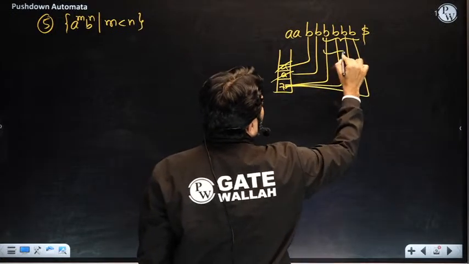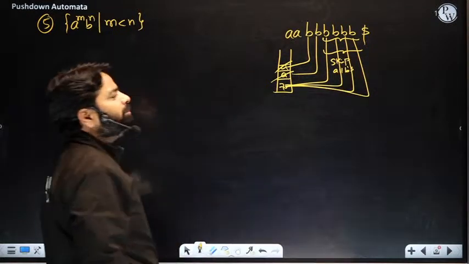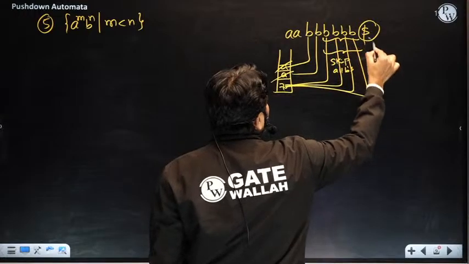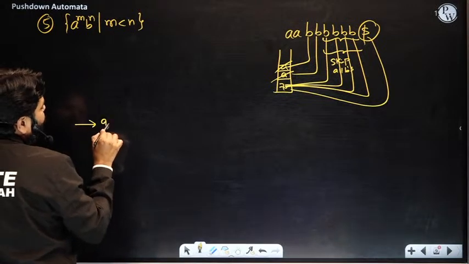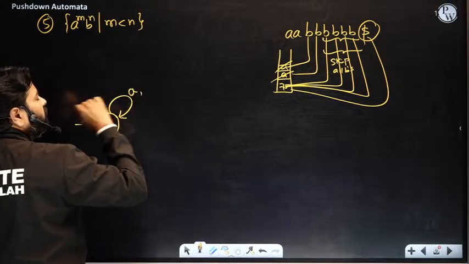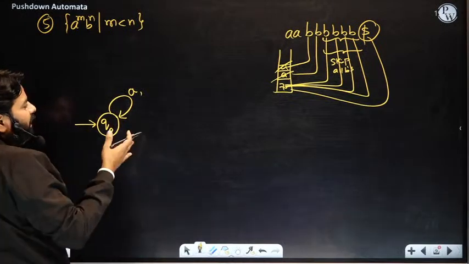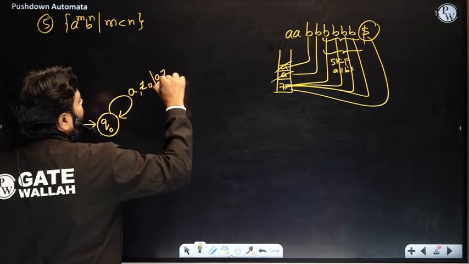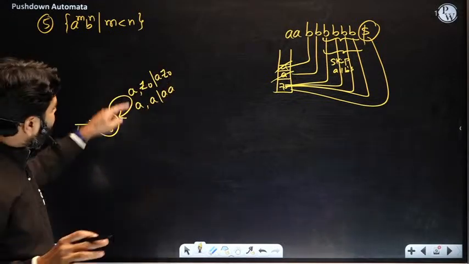Skip all the B's. From here to here, skip all B's. You need to skip all the B's, and on dollar comma Z naught, you just go to final. So how do you do that? From Q naught, every A you push. So you can write two ways, as I also explained in the previous session. If you want to push all the A's, directly you can write A comma epsilon. But if you want to do deterministic, you need to specify A comma Z naught, A comma A. Otherwise one transition you can write, no need to write two transitions here.